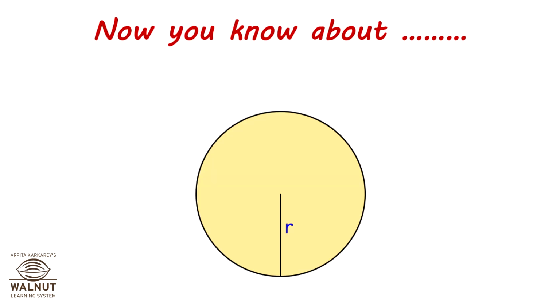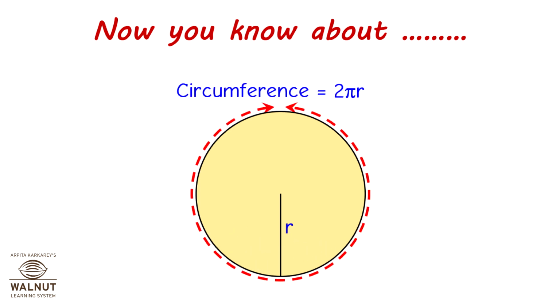Now you know about the circumference of a circle. Circumference is equal to 2 pi r.